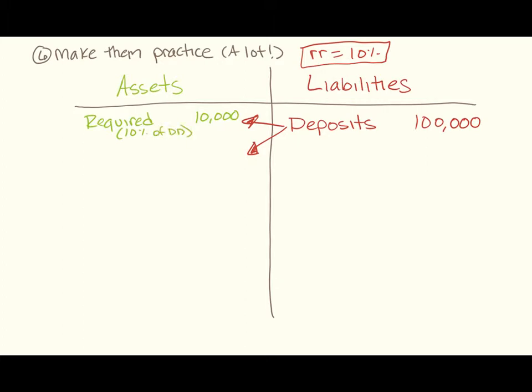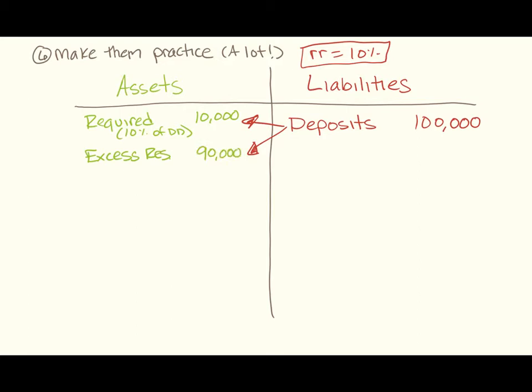Whenever demand deposits change, that's the only time required reserves are going to change. Otherwise, that money is just going to sit there in the required reserves account and be held onto by the bank since it's required. So if 10% of deposits are going into required reserves, that means that 90% of our deposits are now going to go into excess reserves. So we'll do excess reserves, and that leaves us with $90,000.